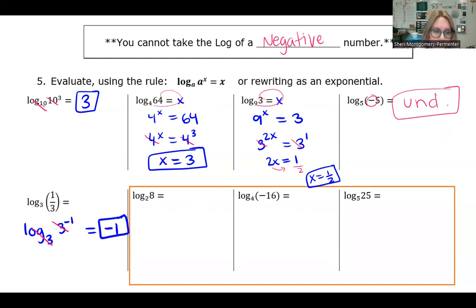So again, you could have done this one the same way where you do 3 to some power is equal to 1/3. And you have to do 3 to some power is equal to 3 to the negative 1. So you can solve it like that. That's fine. It's the same thing.